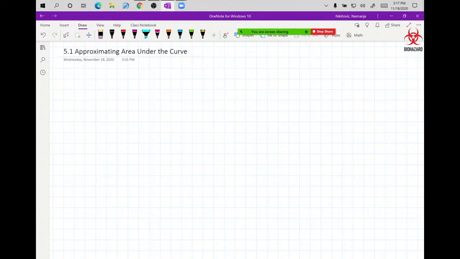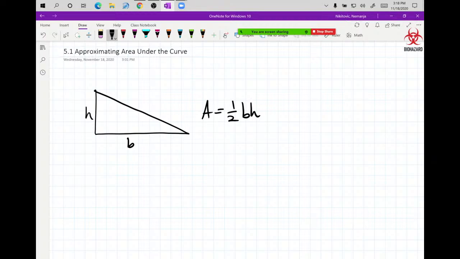We are literally going down to the middle school level math where we are looking for the area of a rectangle, right? So we would like to find a way to approximate area under the curve because not every shape is easy to calculate area. For instance, if you have a regular triangle, and this is the height, this is the base, area is 1/2 base times the height.